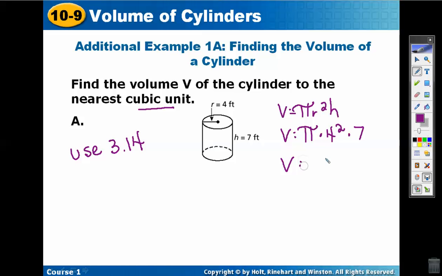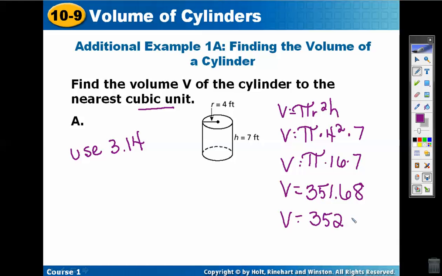Alright, so I'm going to type in 4 squared first, which is 16. So I'm going to do pi times 16 times 7. And when I plug that in, I get 351.68. And I'm going to round that to the nearest whole number, and so that would be 352, and then it would be feet cubed. And that's my final answer. Let's take a look at another example.